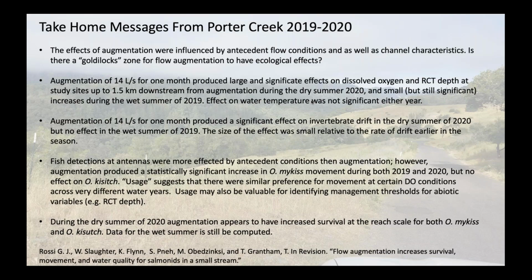So it may be that there's a bit of a Goldilocks zone, right? A bit of a hydrologic zone where augmentation is able to have a larger or a smaller effect on these ecological variables. We found that this treatment of 14 liters per second produced large and significant effects on riffle crest depth and dissolved oxygen at sites up to a kilometer and a half downstream from the point of augmentation in that dry summer, and small but still significant effects during the wet summer of 2019. However, the effect on water temperature was not significant in either year.